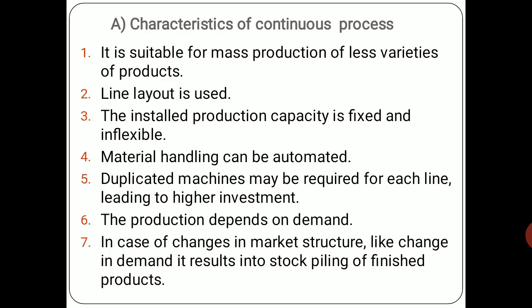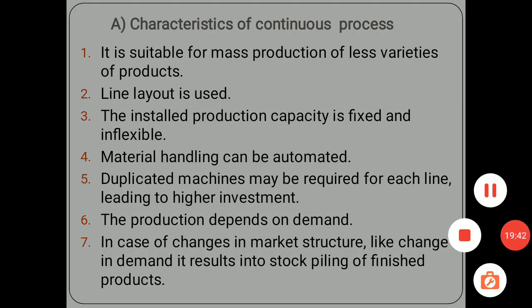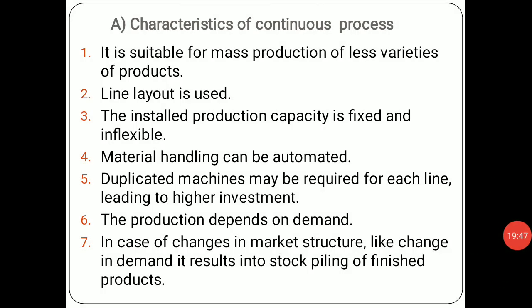One by one the processes are set, and you can carry out the product from one stage to another. The next one is the installed production capacity is fixed and there are no chances of flexibility. Next is material handling can be automated. That means conveyor belts or maybe rollers may also be used.